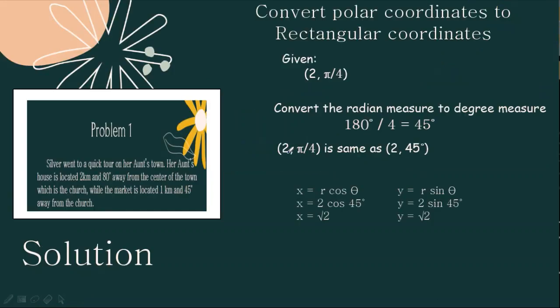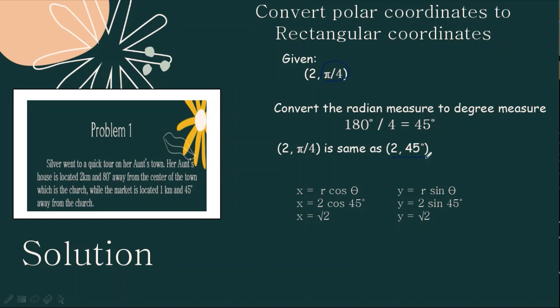So first, we need to determine the degree measure of this by converting the radian measure to degree measure. Always remember that in converting radian to degree, the equivalent of our pi here is 180 degrees. So we'll just substitute 180 degrees over 4. 180 degrees divided by 4 is 45 degrees. So meaning 2, comma, pi over 4 is the same as 2, comma, 45 degrees.